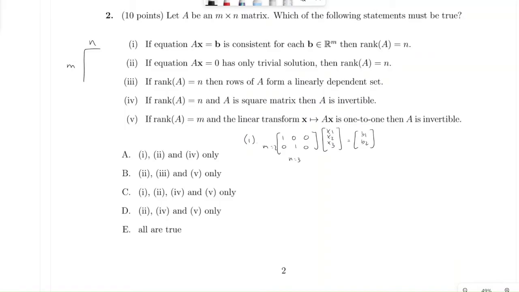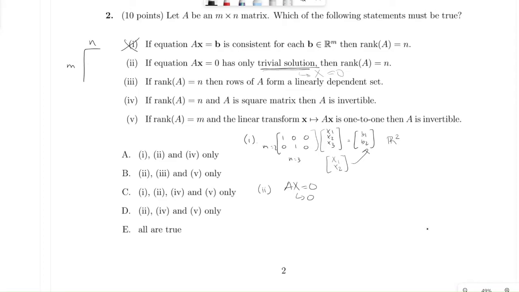So this is a consistent equation for all b in the vector space R^2, because as you can see, if you multiply out this matrix, you're going to get x1, x2. So you can set x1, x2 to be any values you want, and that could be equal to b1, b2. So that covers everything in the R^2 vector space. But if you notice here, the number of non-zero rows, or the rank, is actually 2. So that's not equal to n equals 3, so we can say that number 1 is not true.